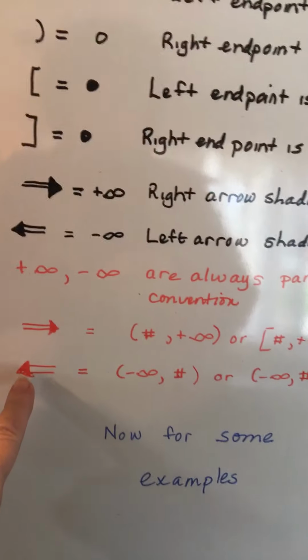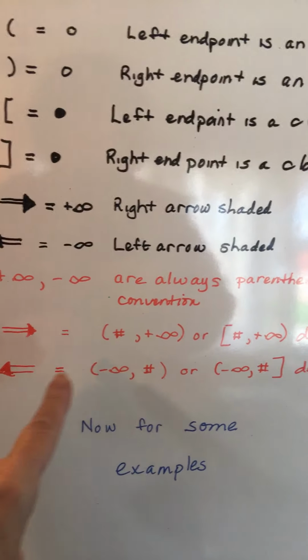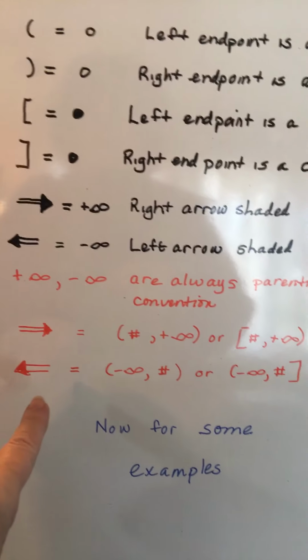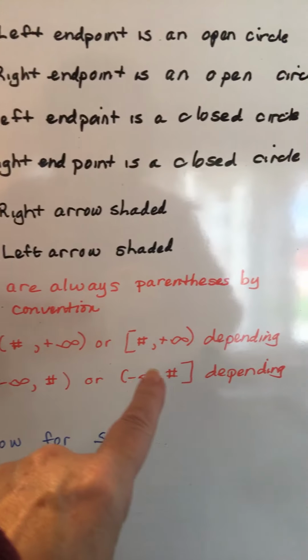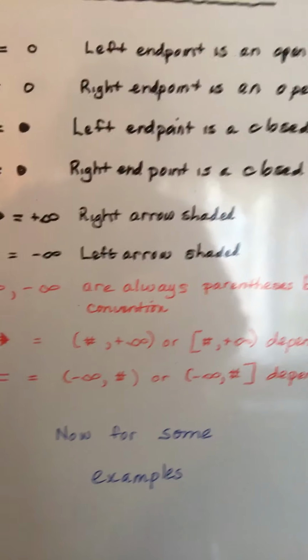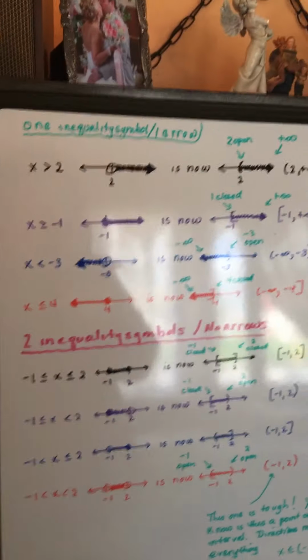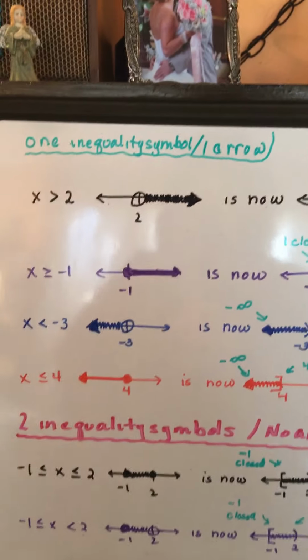Now, what happens when you see an arrow left? Well, of course, the negative infinity is the first thing you're going to see, and the number will appear second with a closed bracket or an open parenthesis. Now, for some examples to try to explain what we're doing.